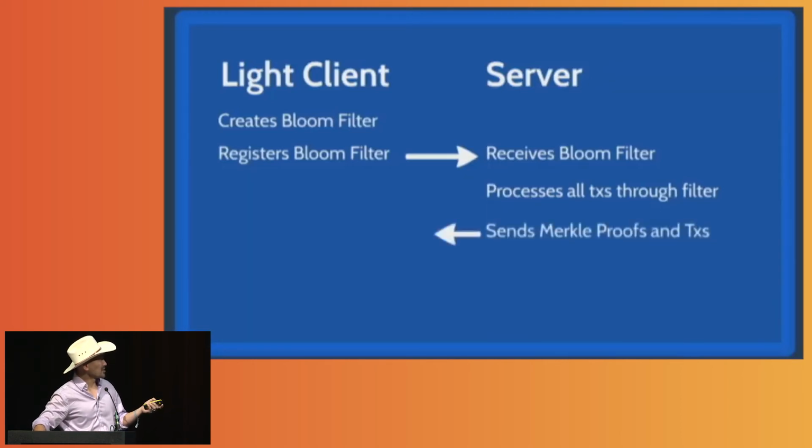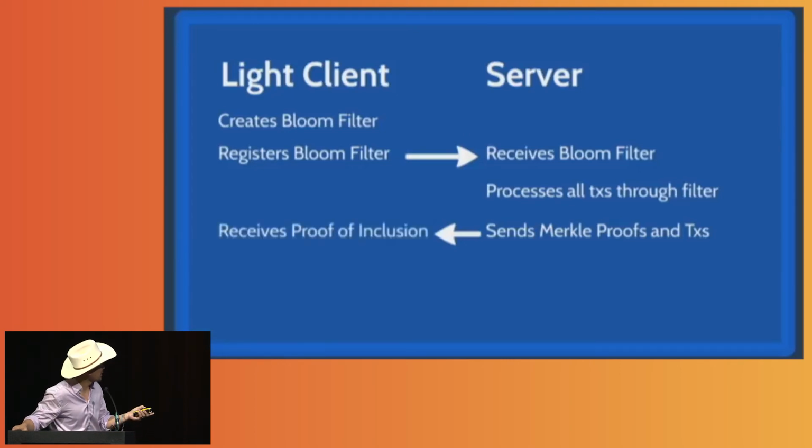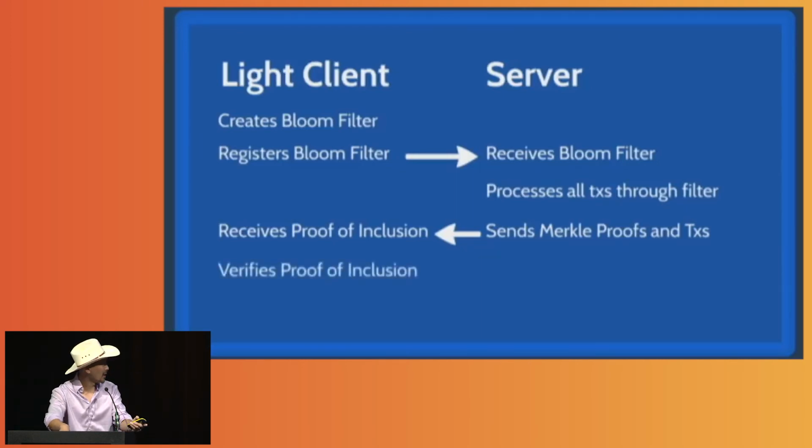Once the server figures out which transactions fit that filter, and the filter, by the way, is a superset of the interesting transactions for the light client, which is a way to preserve some amount of privacy without downloading the entire block, the light client at that point has some sort of proof of inclusion. It knows that the transaction was in a particular block.